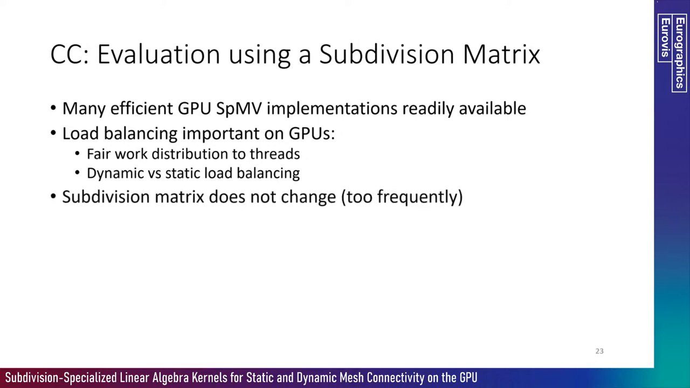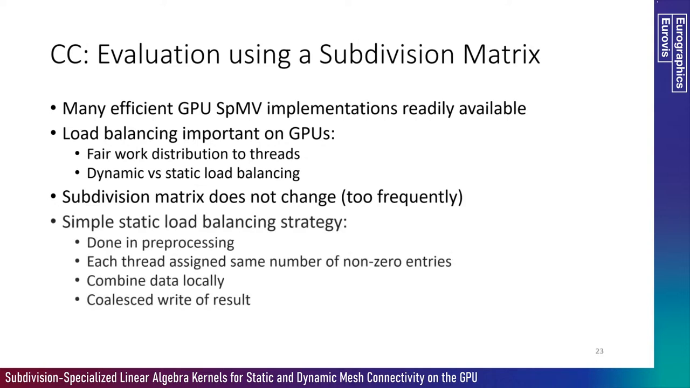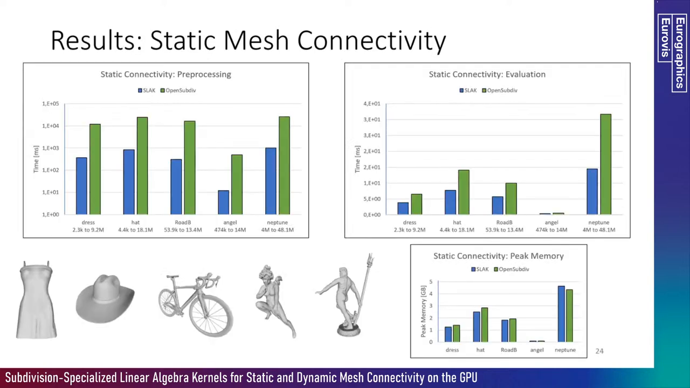The subdivision matrix does not change between consecutive evaluations. Therefore, we can compute the static load balancing in pre-processing, which is reused in the evaluations. We use a very simple load balancer that assigns each thread the same number of non-zero values of the matrix. Each thread then accumulates its data locally and combines it with the partial results of other threads. The final result is then written efficiently to global memory. This strategy keeps the overhead low and the load is effectively balanced among the available threads. The evaluation is split into two parts.